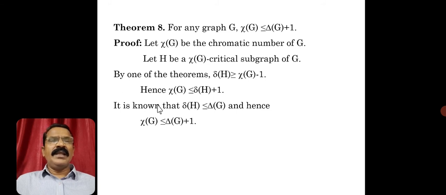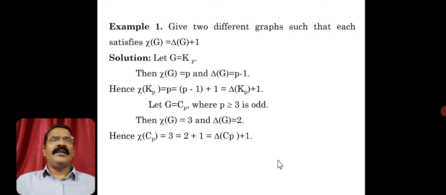Hence, the chromatic number of the graph G is always less than or equal to the minimum degree of the graph H plus 1. It is known that the minimum degree of the graph H is always less than or equal to the maximum degree of the graph, and hence we conclude the chromatic number of the graph is always less than or equal to the maximum degree of the graph plus 1. So this is the proof for the theorem.